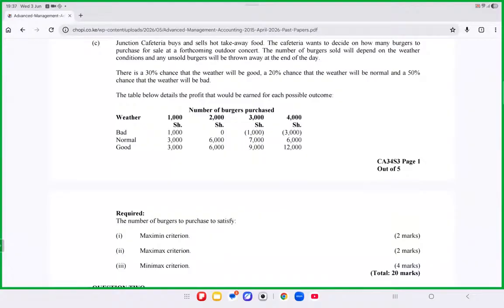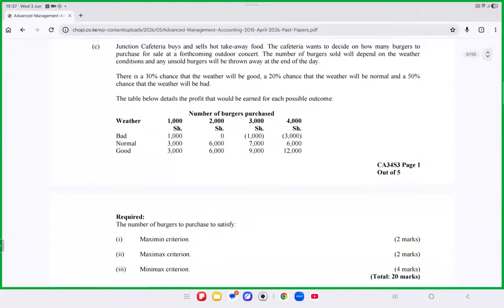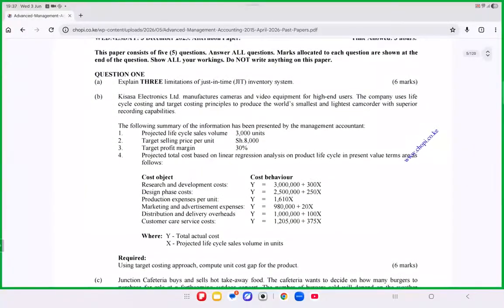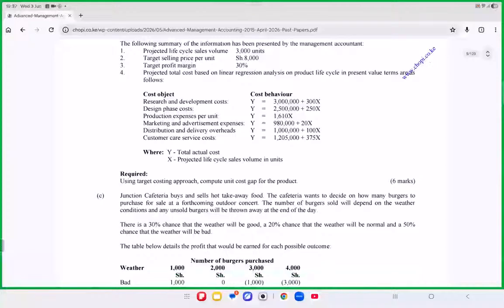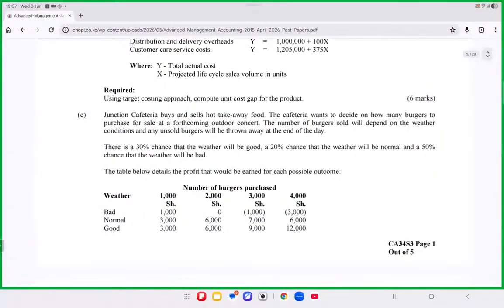This question here is December 2025. Just write it down: December 2025, question number 1.